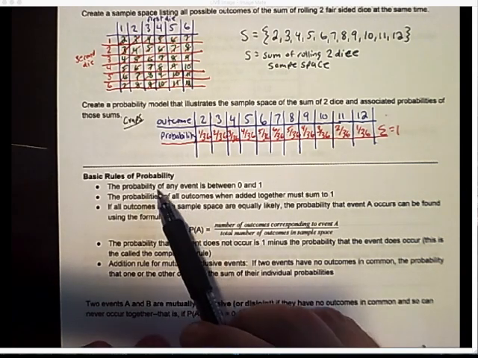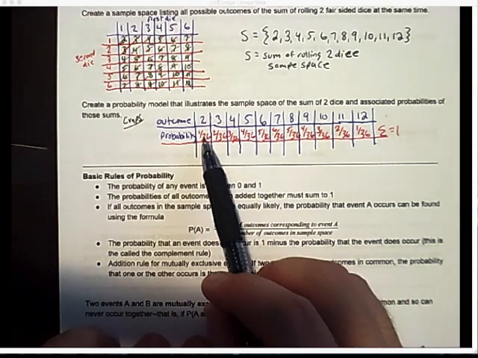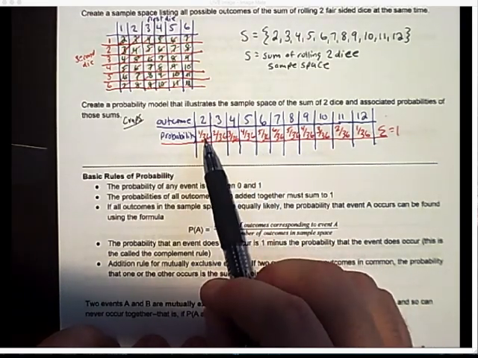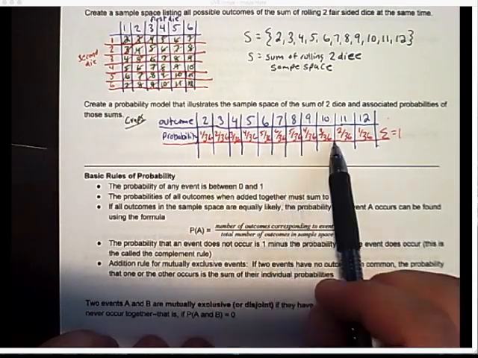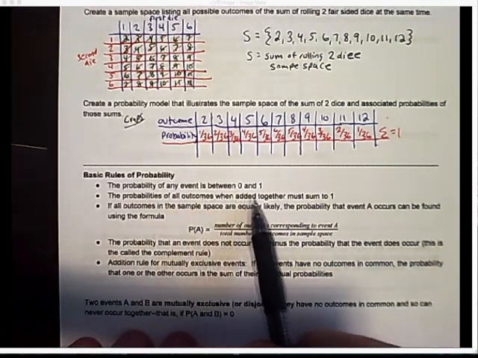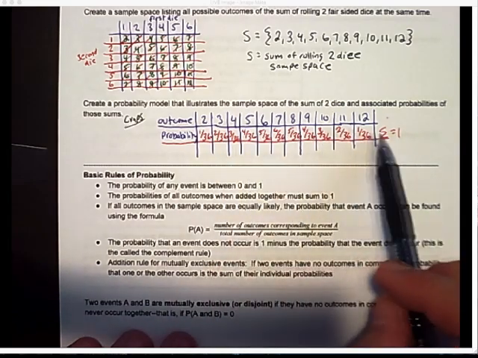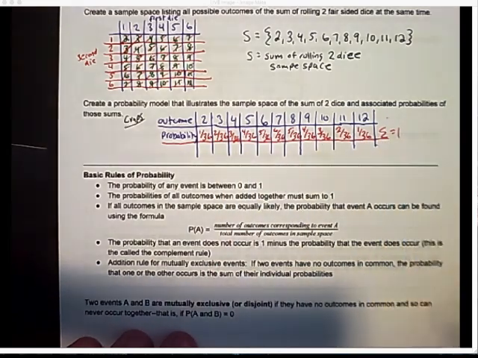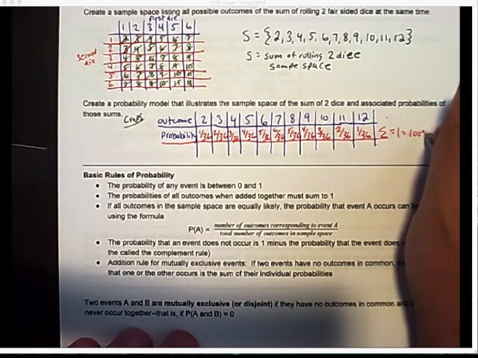It says the probability of any event is between 0 and 1. So look at all of these outcomes or events. If you notice, all of these fractions are never smaller than 0, and they're never more than 1. Okay. The probabilities of all outcomes when added together must sum to 1. If I added all of these fractions together, it has to equal 1. Or if you did it as percents, it would have to equal 100%.